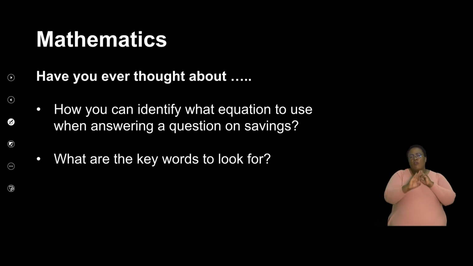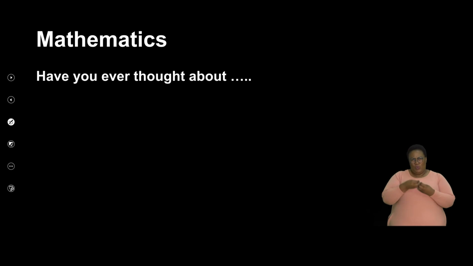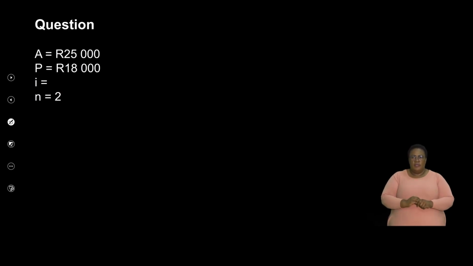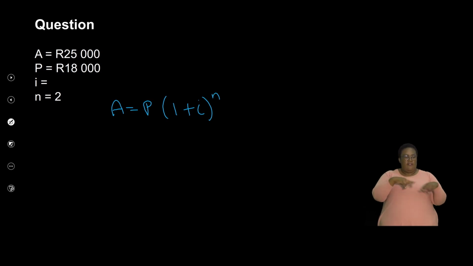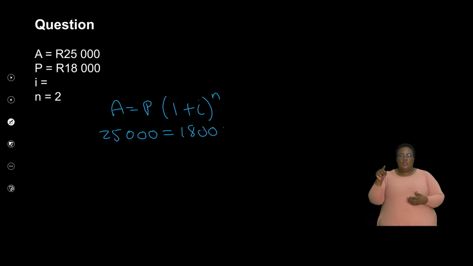What are the keywords? What formula must we use? See, so you think about those things as you are trying to solve the question. So remember that they said this person got the interest that was calculated as compound interest. So that's our big idea, or that's our key word. So this is A is equal to P(1 + i)^n. I'm looking for the value of i there. And then my A we know is 25,000, which is equal to 18,000 times (1 + i), which I do not know, and this was for 2 years.